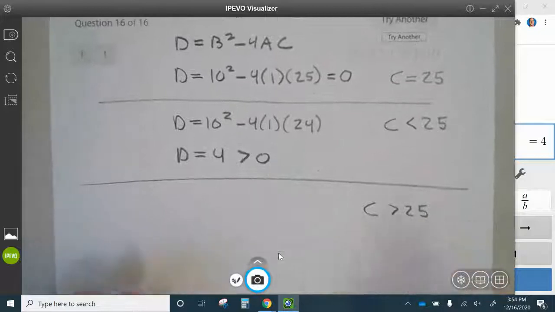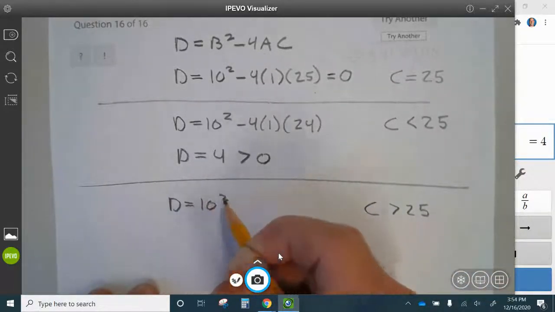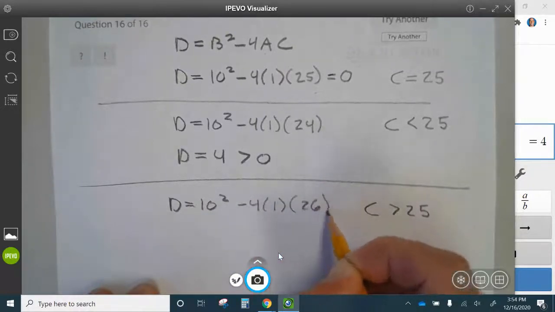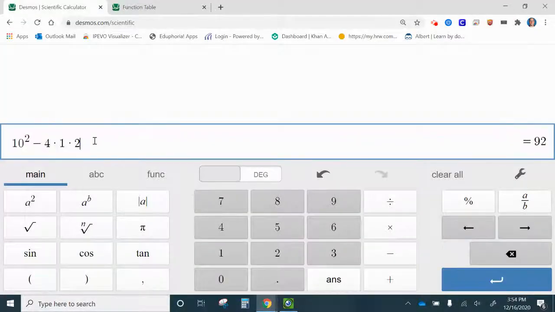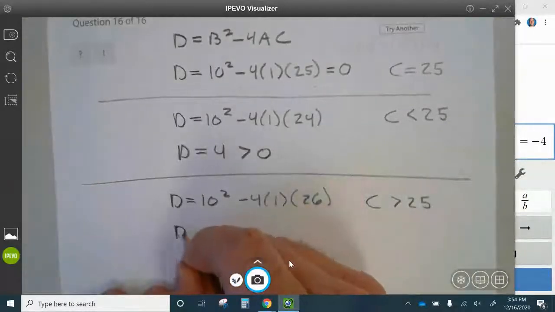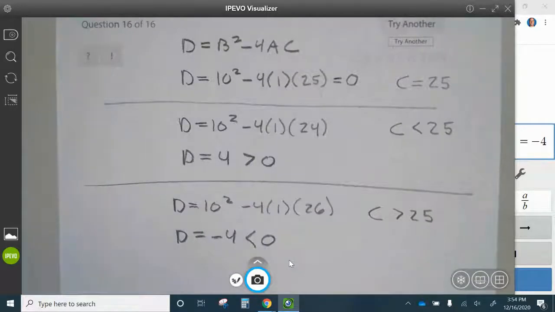Okay, now let's look at when c is greater than 25. So then obviously 26 would make the most sense. So d equals 10 squared minus 4 times 1 times 26. Okay, so let's put that into here. And that'd be negative 4. Okay, so since d equals negative 4, which is less than 0, we know that it has two non-real solutions.